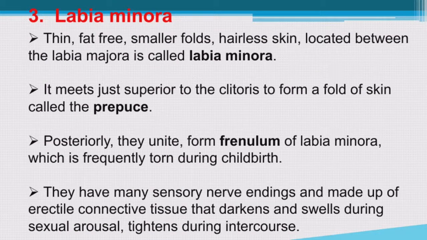3. Labia minora. Thin, fat-free, smaller folds, hairless skin, located between the labia majora is called labia minora. It meets just superior to the clitoris to form a fold of skin called the prepuce. Posteriorly, they unite to form the frenulum of labia minora, which is frequently torn during childbirth. They have many sensory nerve endings and are made up of erectile connective tissue that darkens and swells during sexual arousal, tightens during intercourse.